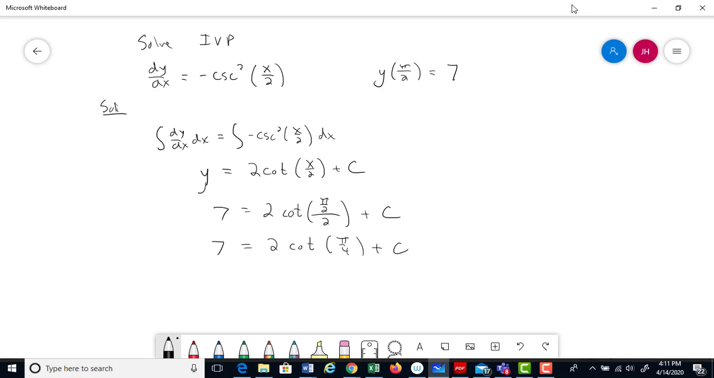So I know that the cotangent of pi over 4 is equal to 1, because it's root 2 over 2 divided by root 2 over 2. So this just turns out to be 1, so 7 is equal to 2 plus c, which means c is equal to 5. Therefore our equation is y equals 2 times the cotangent of x over 2 plus 5. And that's it. That's that section. Done with chapter 4.